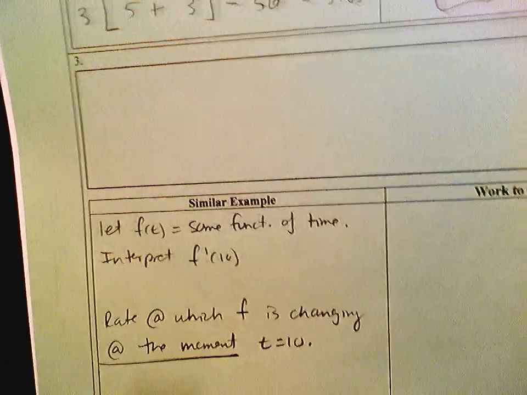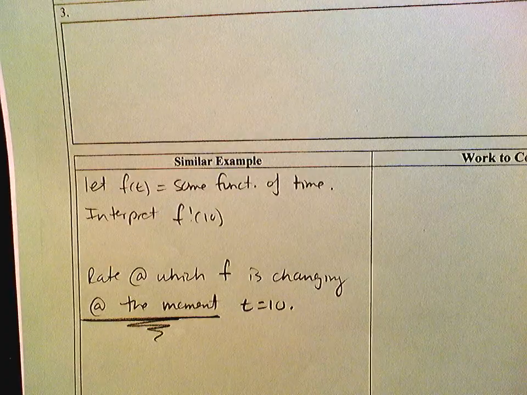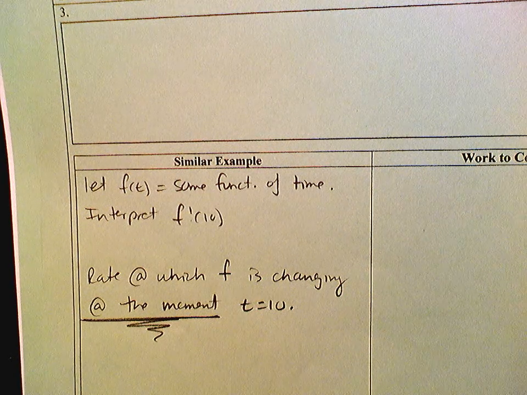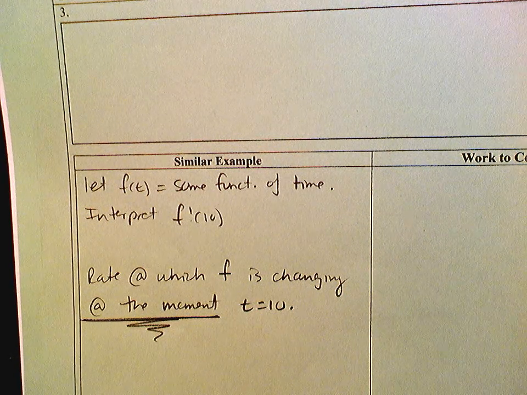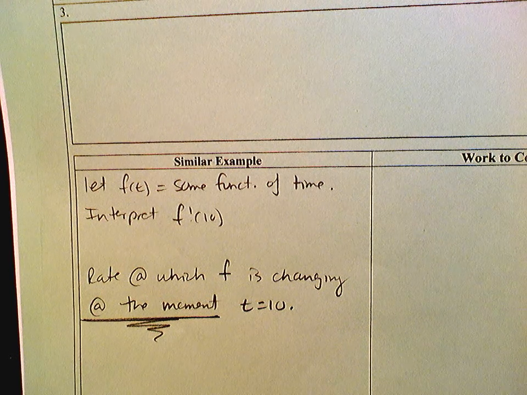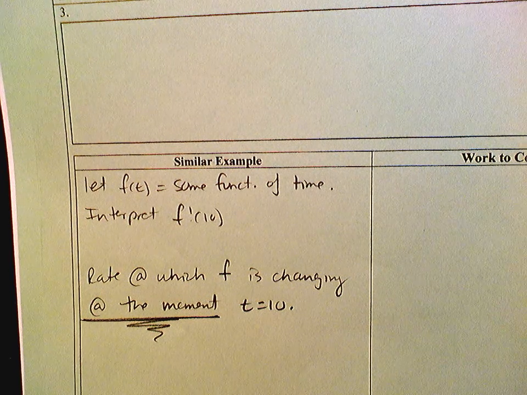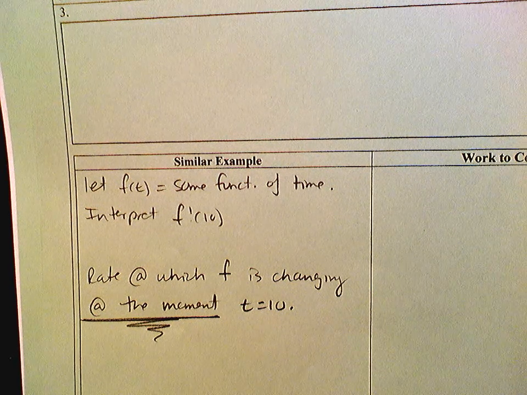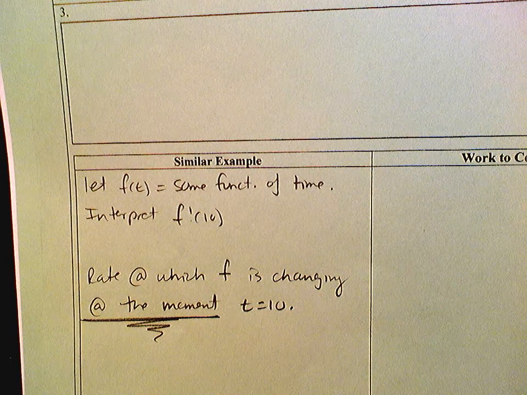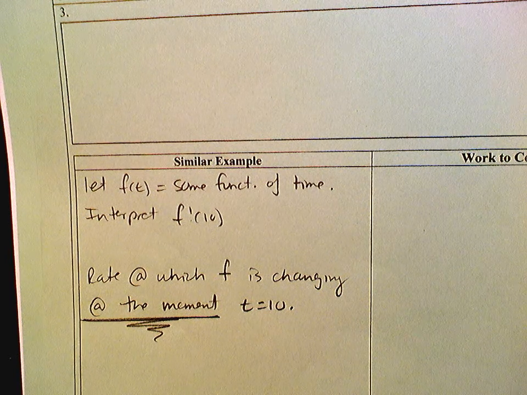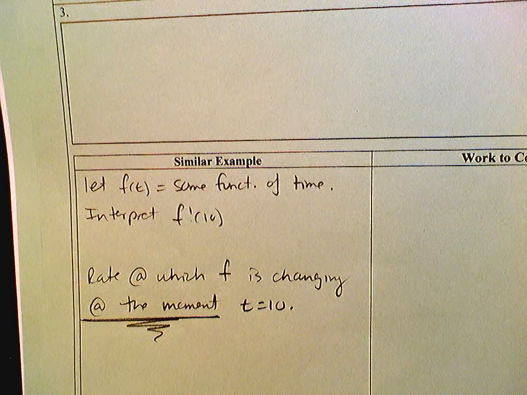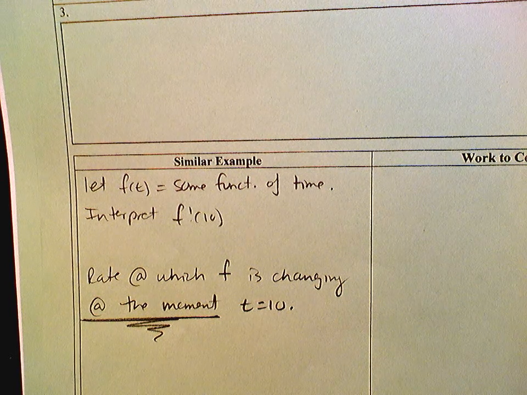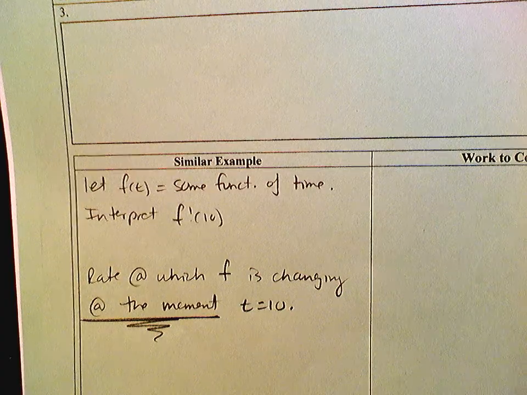And this is very important: at the moment. So when you are trying to solve this problem, you are looking for the choice that says it's the rate at which the thing is changing at a certain moment. So you're looking for the language that indicates change at a certain moment and not change over an interval. Change over an interval would be average rate of change. And the derivative is instantaneous rate of change, which means at a certain moment.